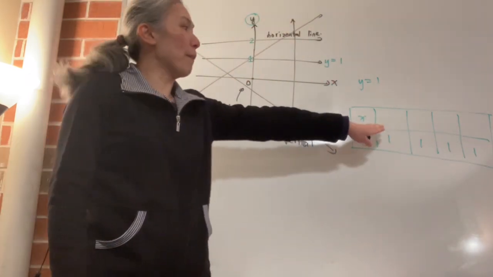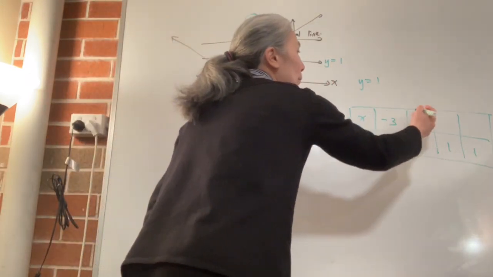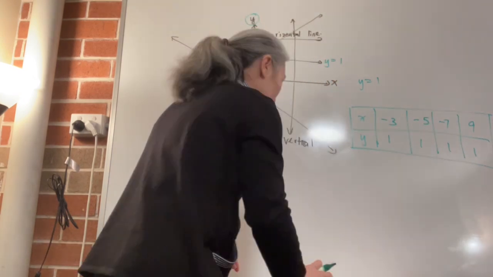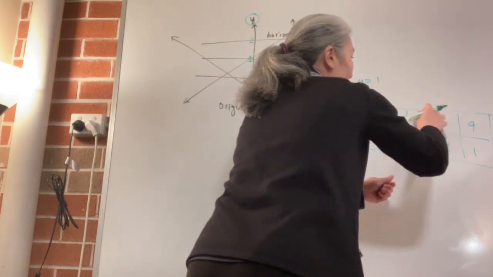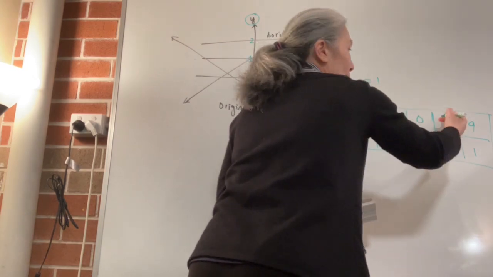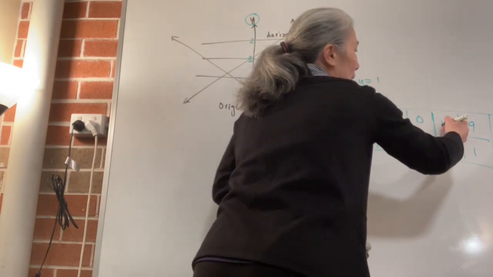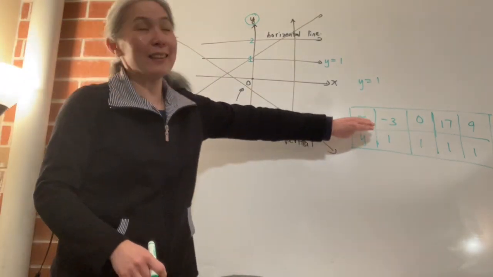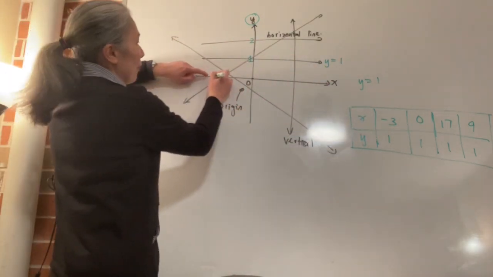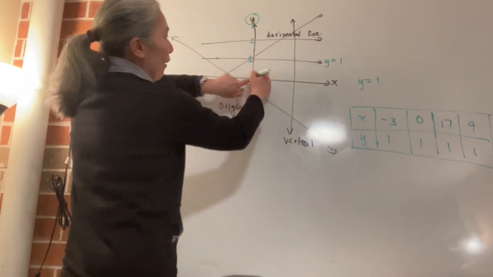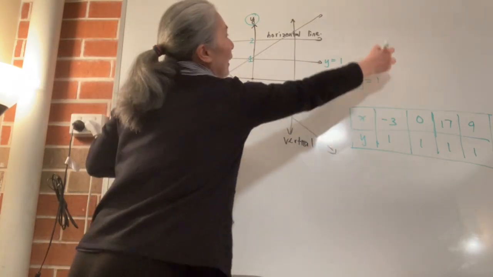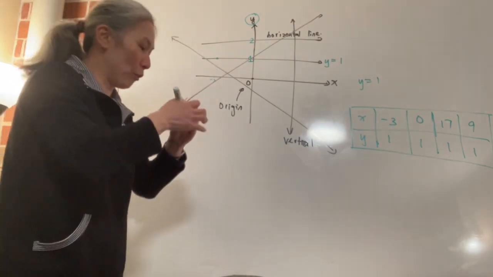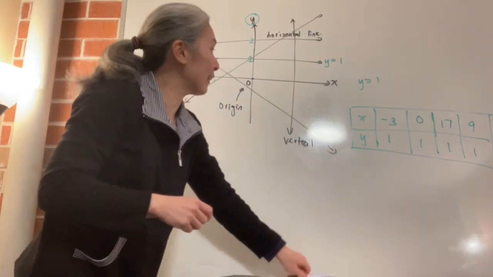So it doesn't matter what my x value is. My x value can be -3, -5, -7, or 9. I can have a 0 in here. I can have maybe 17, any number. So it doesn't rely on my x. Look at this: if I have -3, I get 1. If I have 0, I get 1. If I have 17, I get 1. If I have 9, I get 1. Does it make sense?